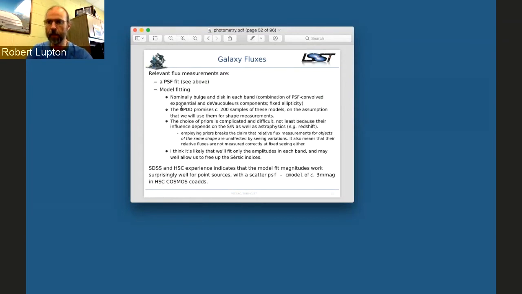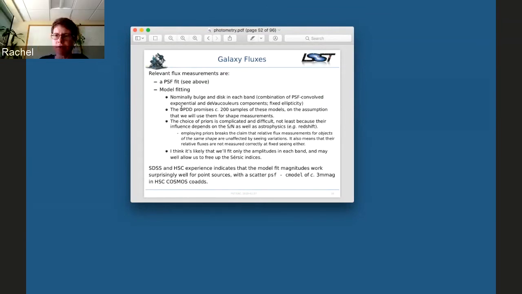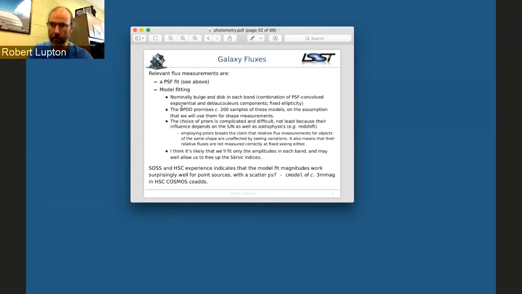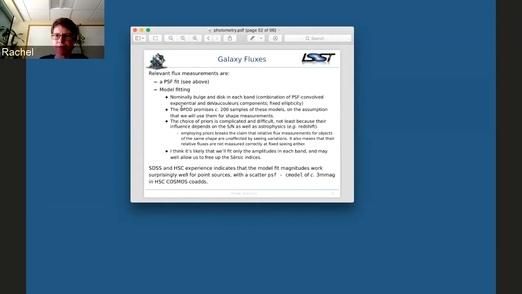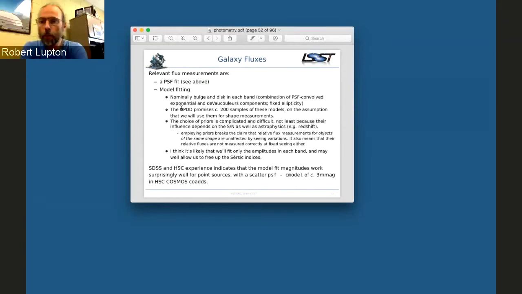Just to interject, how well does that work in crowded fields? That's a question about deblenders. Yes. So the same model fit photometry can't work as well. It depends on what priors you put on faint objects, at least partly. And we will certainly measure the PSF fluxes. And if you know you're interested in stars, you might as well use them. They shouldn't be worse. They've got to be better where you've got lots of things in the wings.